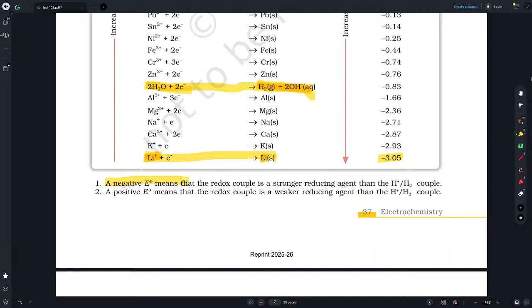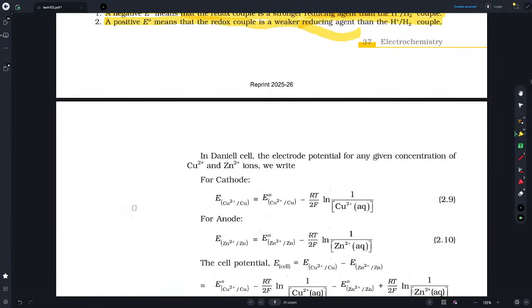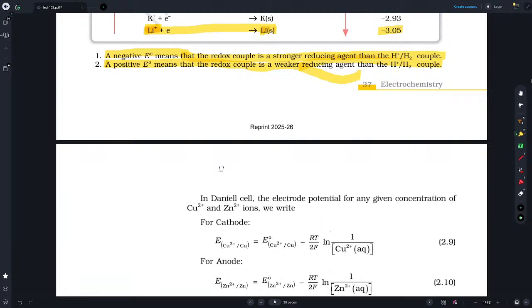A negative E naught, or standard electrode potential, means that the redox couple or reaction half cell is a stronger reducing agent than the H+ couple, meaning it has higher oxidation power than the H+/H2 couple. A positive E naught means that the redox couple is a weaker reducing agent than the H+/H2 couple. A positive value means they can easily be reduced, acting as strong oxidizing agents.